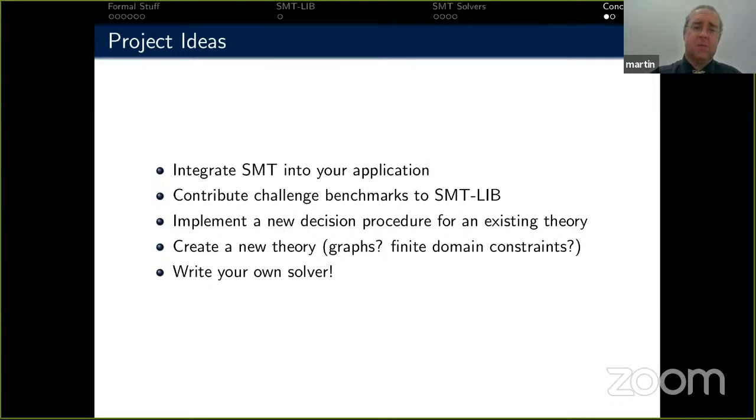SMTLib always needs more interesting, challenging problems. Some of the logics are quite heavily used and so have a lot of challenge problems. Other logics aren't as popular, aren't as commonly used, and so we don't get that many benchmarks in. There is a feedback loop here. If you have a logic that you care about, if you have a logic that's important to your application, please submit some benchmarks. The more benchmarks get submitted, the more important that logic will be, and the more people will work on it. So it's really worth it.